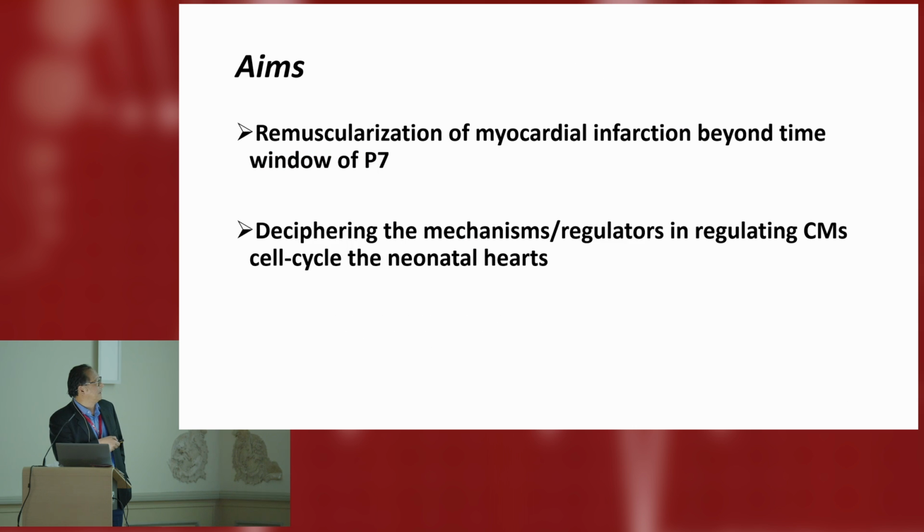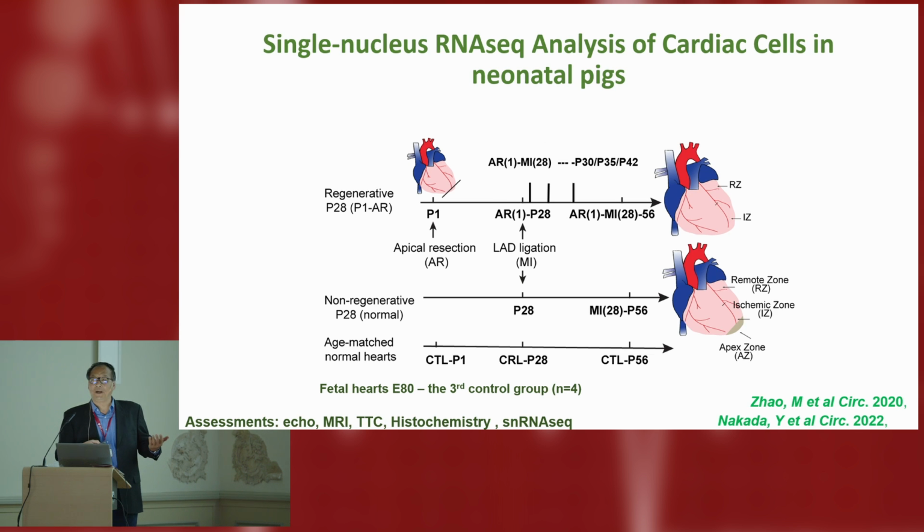In this particular study, we did 100 pigs. Following that study, we continued with the neonatal pig model to try to remuscularize injured myocardial infarction heart beyond postnatal day 7. So if we can make the adult heart remuscularize in the large mammal, that will be more impactful for public health. So then we did another 100 pigs. These are published in Circulation.